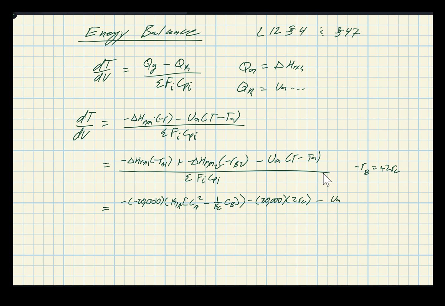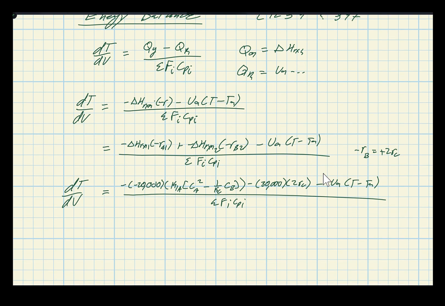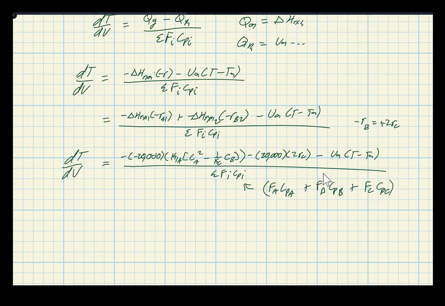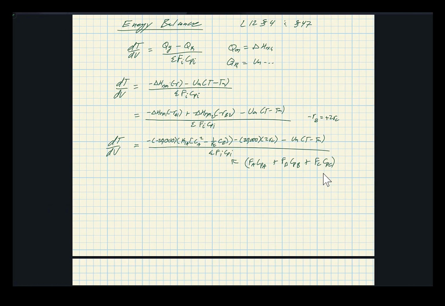And then you have this minus UA term times T minus TA, all that over the summation of Fi CPI. Okay, that's pretty much it. So this is our energy balance for what is happening inside the length of the reactor. And just to let you all know, this summation of Fi CPI term is just going to be Fa times CPA plus Fb times CPB plus Fc times CPC. That's all that is. So we are almost done, except for one thing.